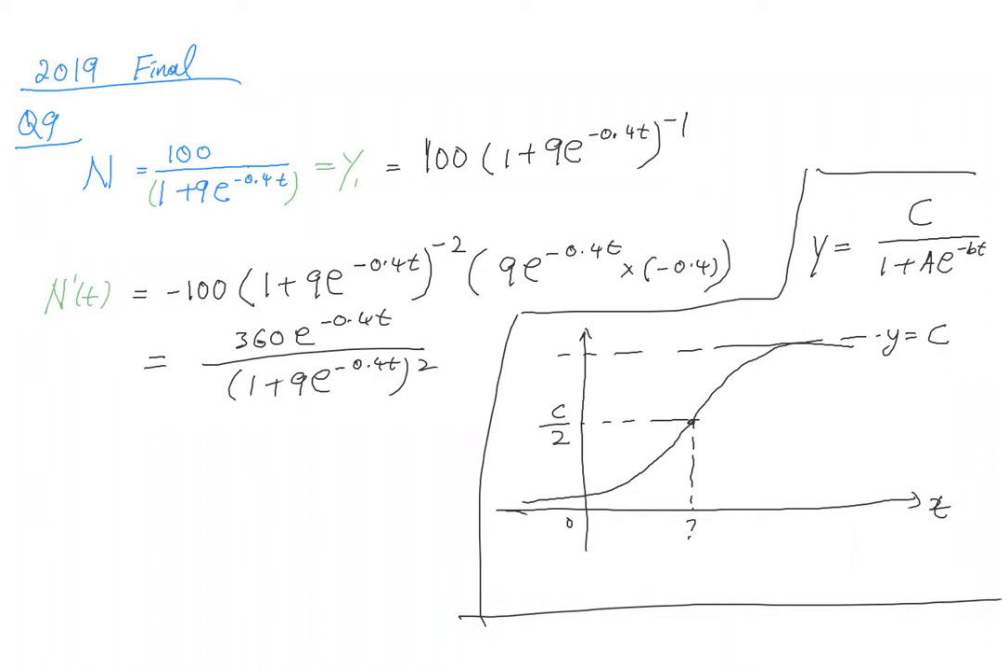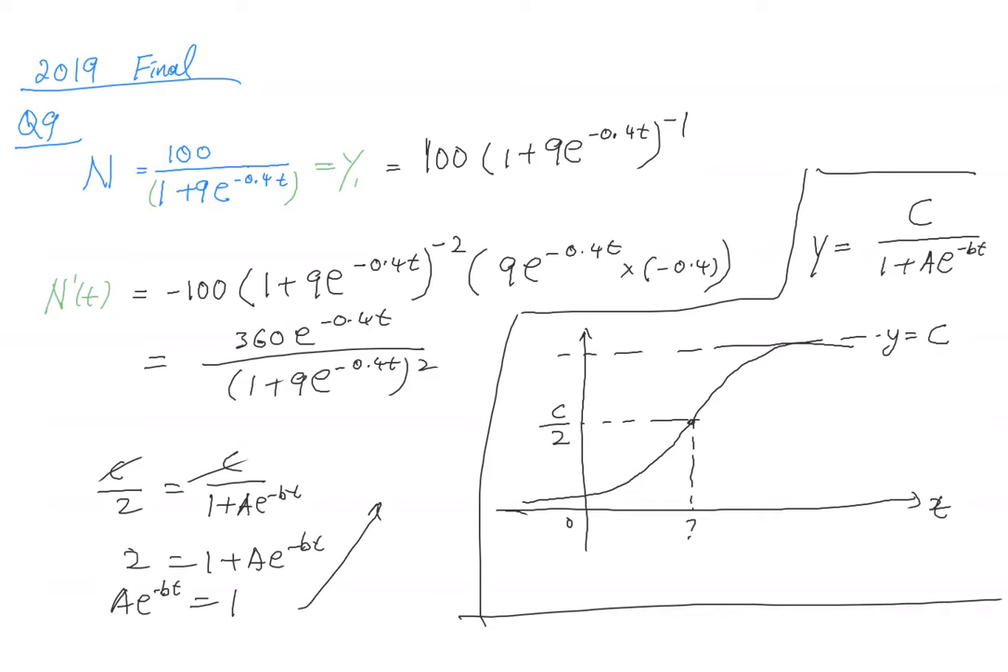So if my n is C over 2, equal to C over 1 plus a e to the power negative bt, C and C cancel. So 2 equals 1 plus a e to the power negative bt. So a e to the power negative bt is equal to 1. So a over e to the power of bt is equal to 1. So e to the power bt equals a. So bt equals ln a. So t will be ln a over b. Please jot this one down in your notes.